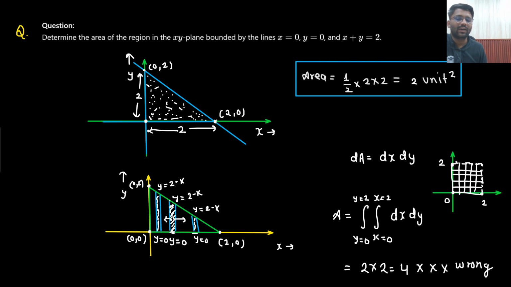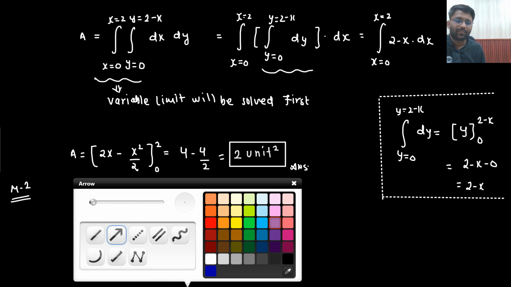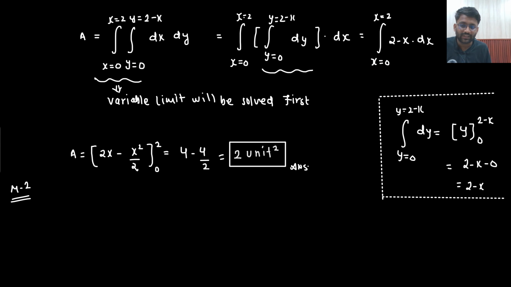Now here someone would argue that, sir, why have you taken only the vertical strip? What if I would have taken a horizontal strip like this? So let's answer your query and take up the horizontal strip, method 2. Because here someone would say that, sir, why only vertically? Why are you taking the variable limit of y only? We can take the variable limit of x as well, right?